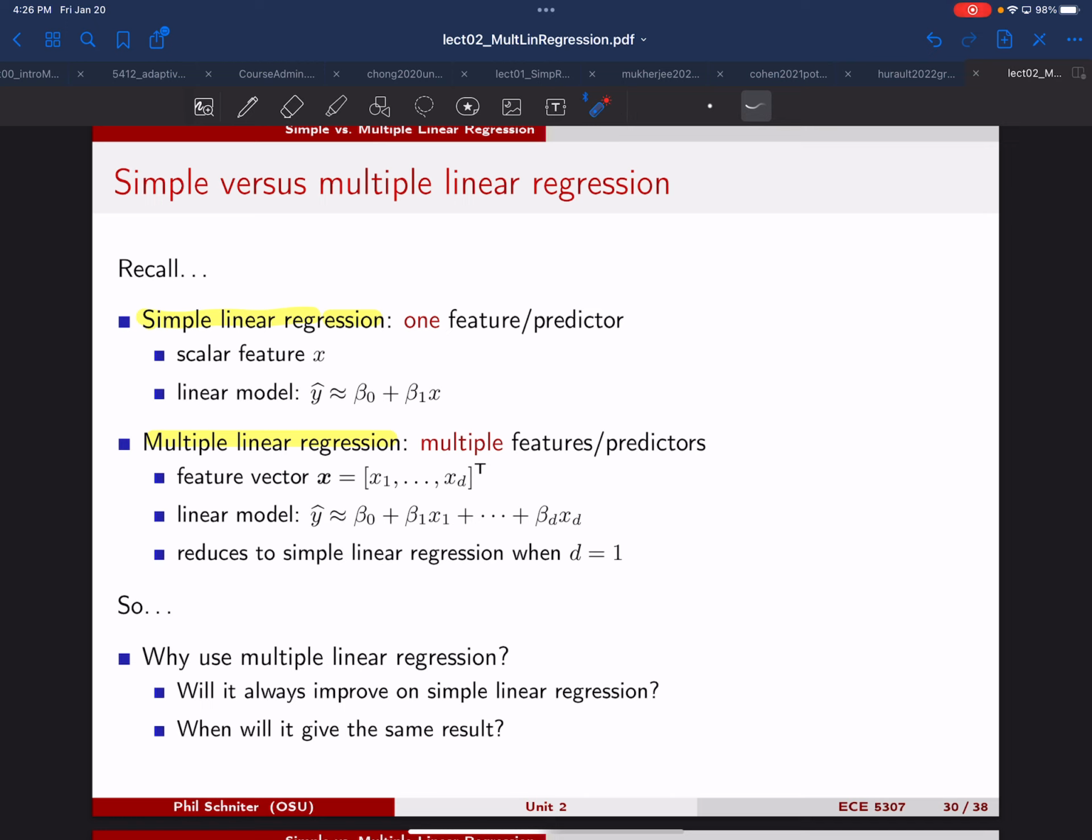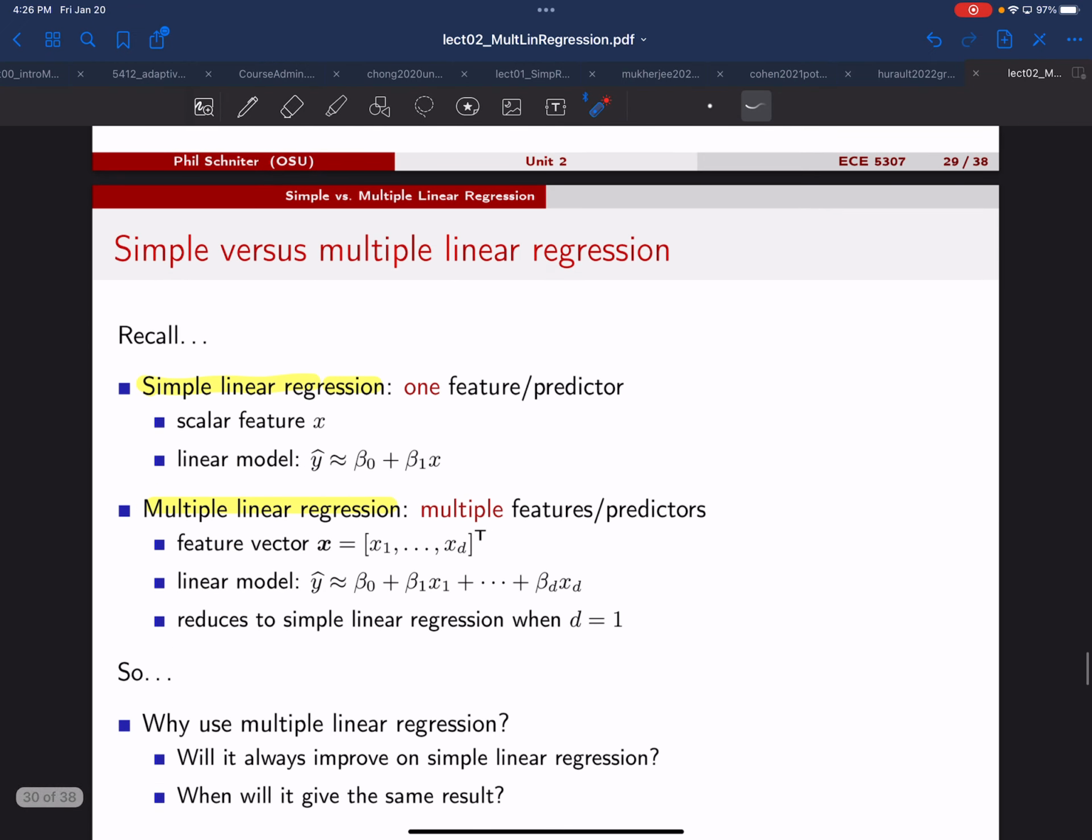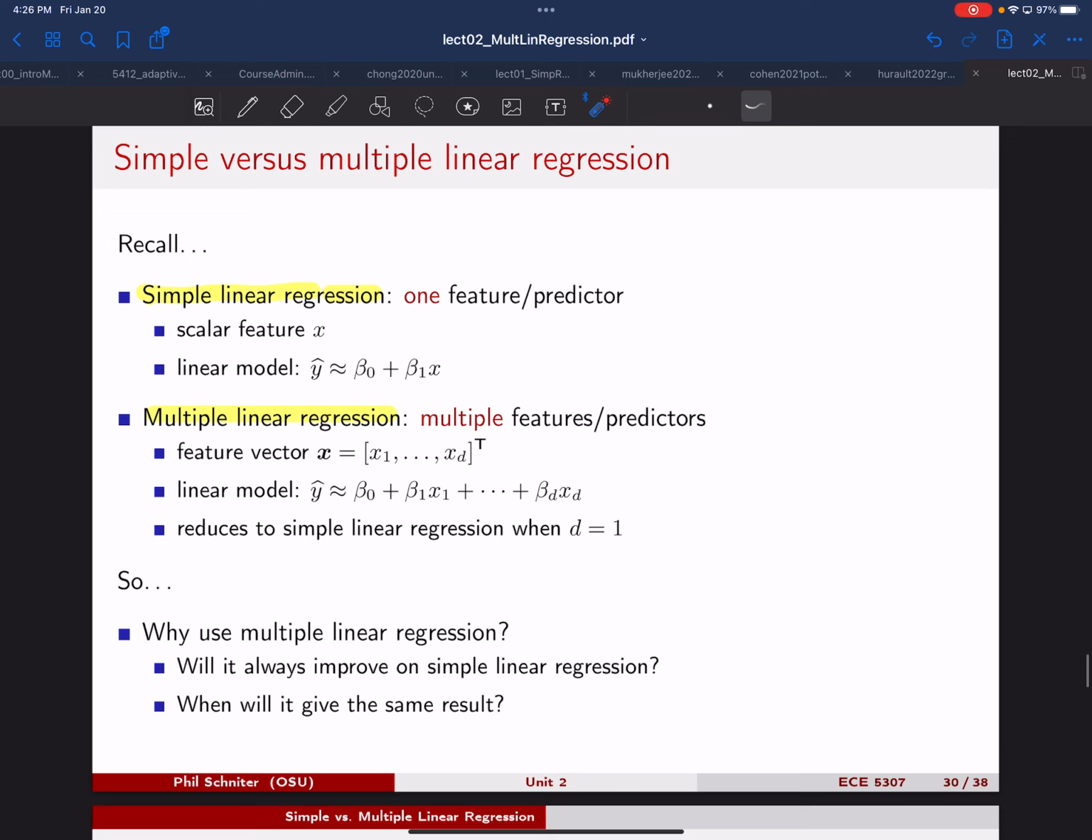If we have this diabetes data set, we could have tried to predict the target based on any one of our features, but actually what we did most recently is we predicted it based on all of them. So what do you think? Is this always going to work better? It depends on the relationship between the features.